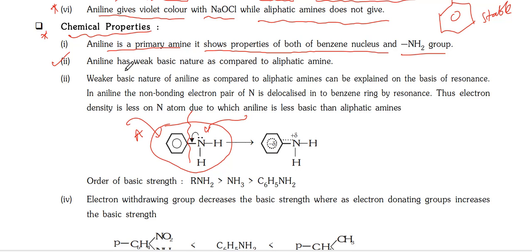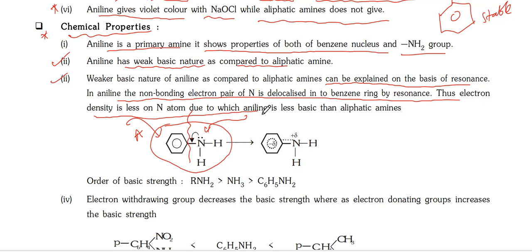Next, aniline has weak basic nature as compared to aliphatic amines, already we discussed, due to resonance. Weaker basic nature of aniline as compared to aliphatic amines can be explained on the basis of resonance. In aniline, the non-bonding electron pair of nitrogen is delocalized into the benzene ring by resonance. Thus, electron density is less on nitrogen, due to which aniline is less basic than the aliphatic amines. Already we discussed this thing.